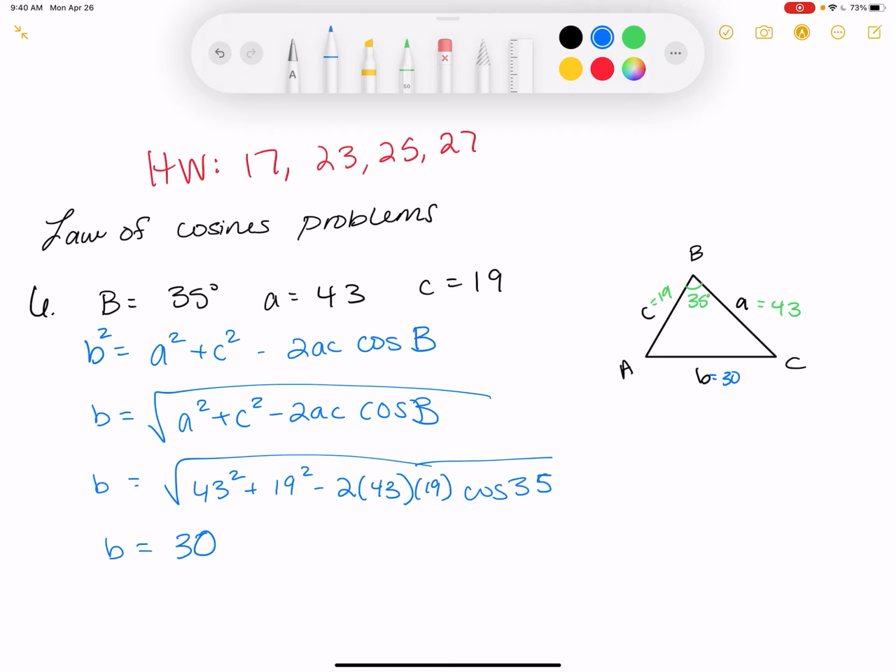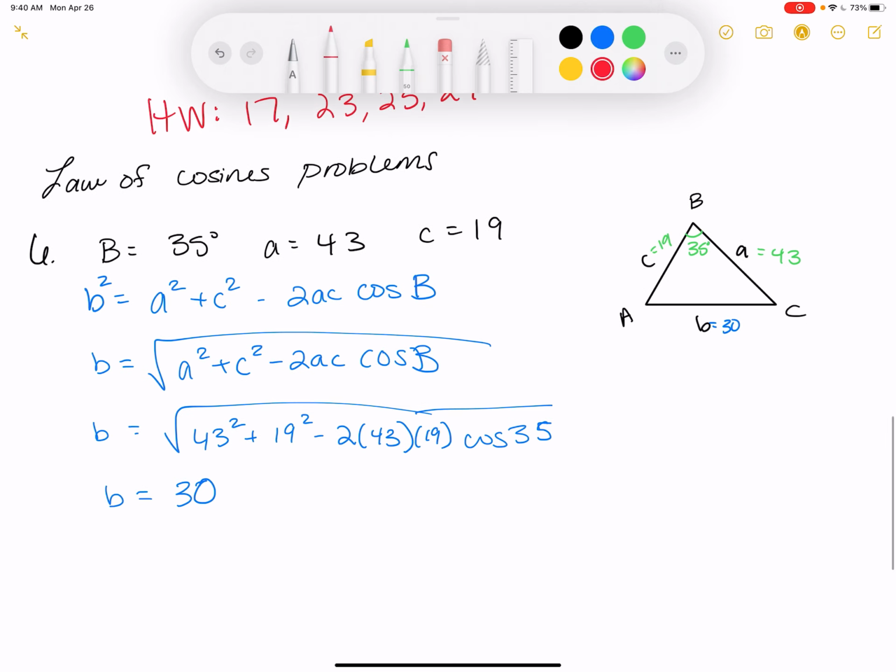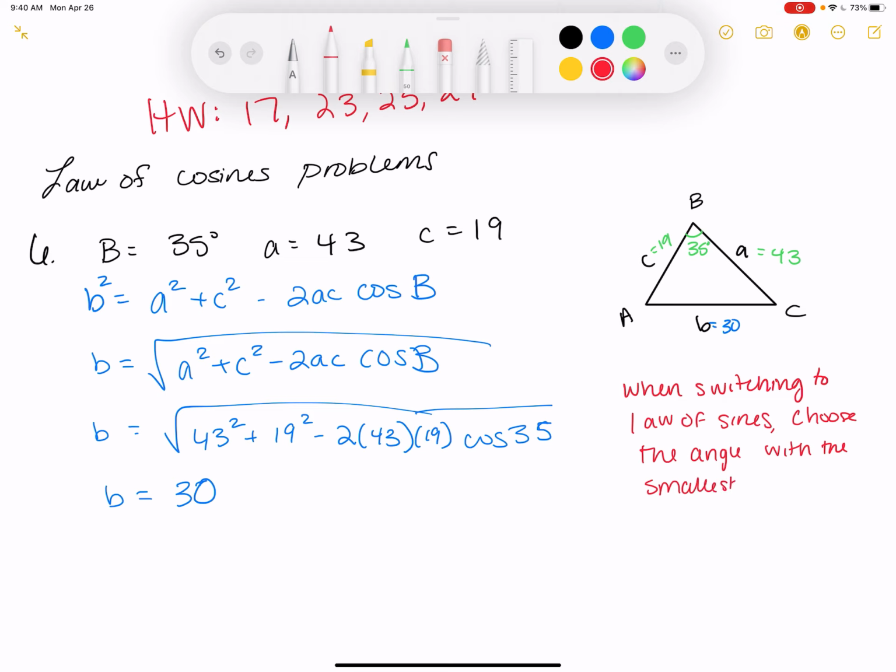Now, I don't really recall this being an issue in Algebra 2, just the way that it was set out, but in this book it will become an issue. At this point, we could use the law of cosines again, but the law of cosines tends to be a little more work. So I would say switch to law of sines now, because the only thing I need are 2 angle measures, and so it's just easier. Law of sines is easier. So when switching, this is very important, to the law of sines, choose the angle with the smallest side length.